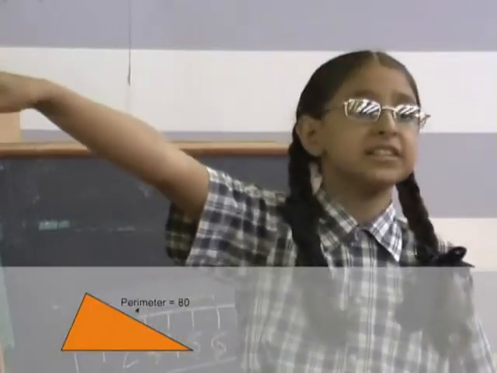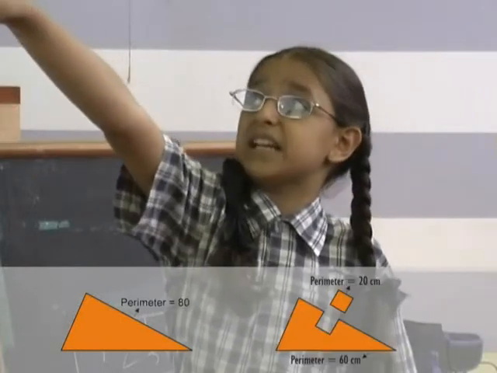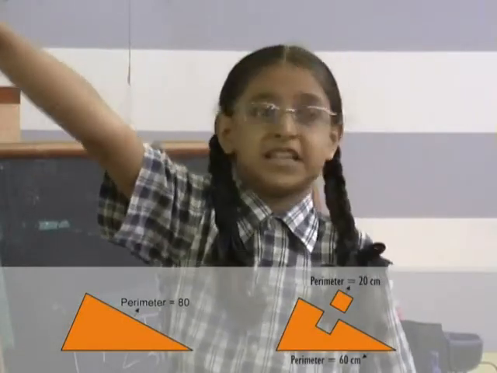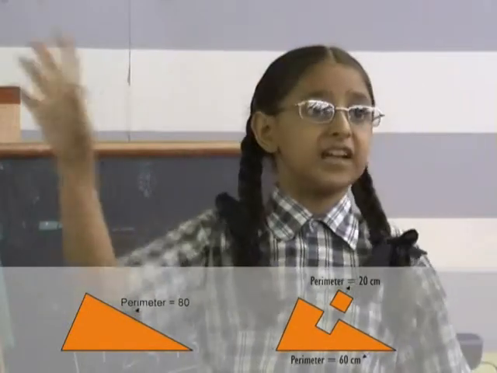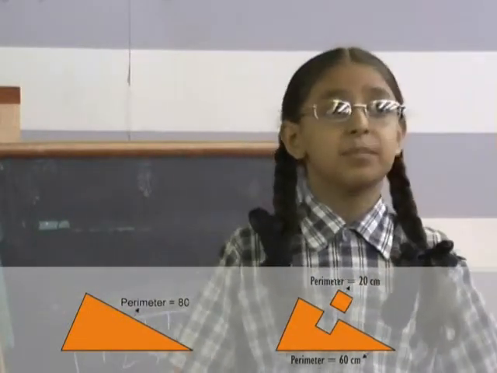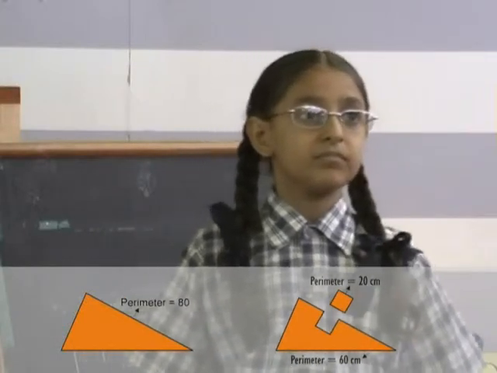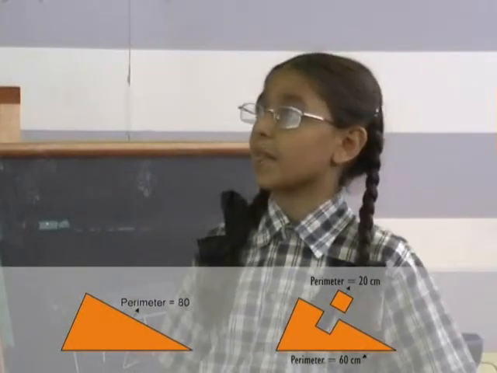The full triangle was 80 centimeters, and we cut out 20 centimeters. It is written, cut off 20 centimeters. So the remaining will be... So what is 80 centimeters? The full triangle's perimeter. What do you mean by perimeter? Friends, listen to her. What is perimeter?